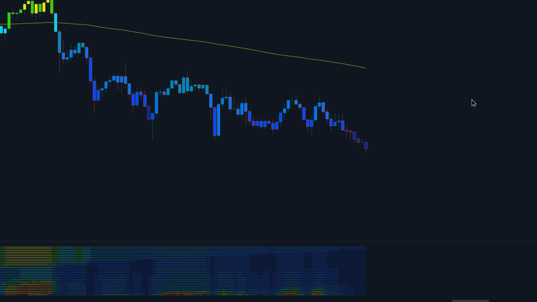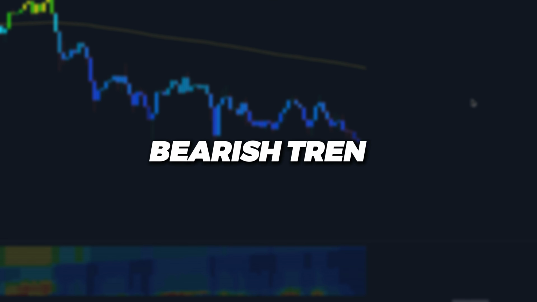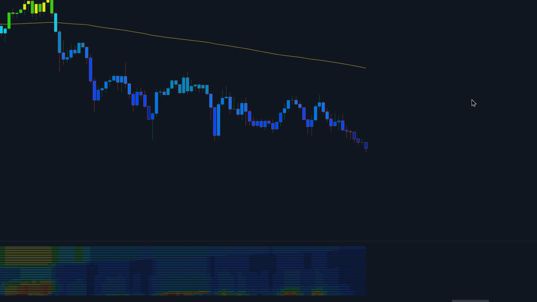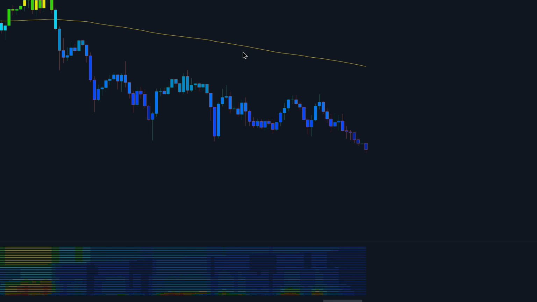So first, we identify that the market is in a bearish trend using the EMA indicator. To do that, we want the price to be trading under this EMA, like it is right here, to confirm that the trend is bearish.